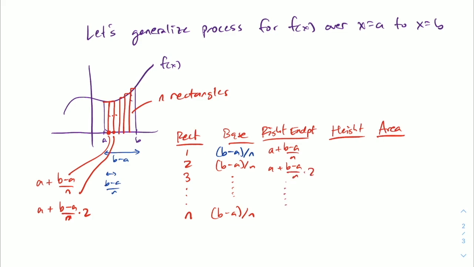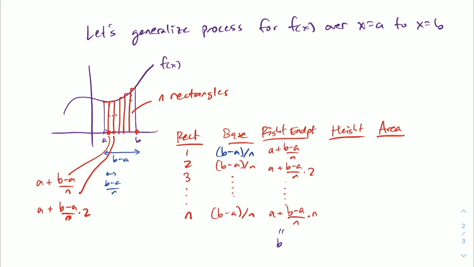And then my last point is over here. That's going to be a plus b minus a over n times n, because I'm going to go over n subintervals. And you can see that this works out because if you do the math here, you cancel the n's, you get a plus b minus a, which is just b. So the last endpoint is indeed b. That's correct. Okay, so now we take our right endpoints and we put them into our function.